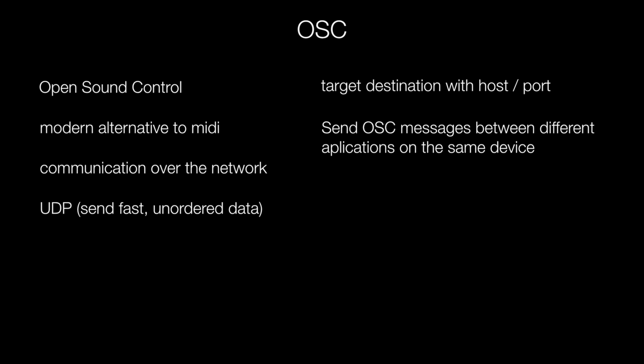Using UDP, we can send data in the form of messages and arguments to a destination, for example another device or another piece of software. Each device can be addressed by a specific IP address, and different parts of software on this device can be addressed separately by using a port number. We can also send OSC messages between different applications on the same device, which is what we will do in this tutorial.